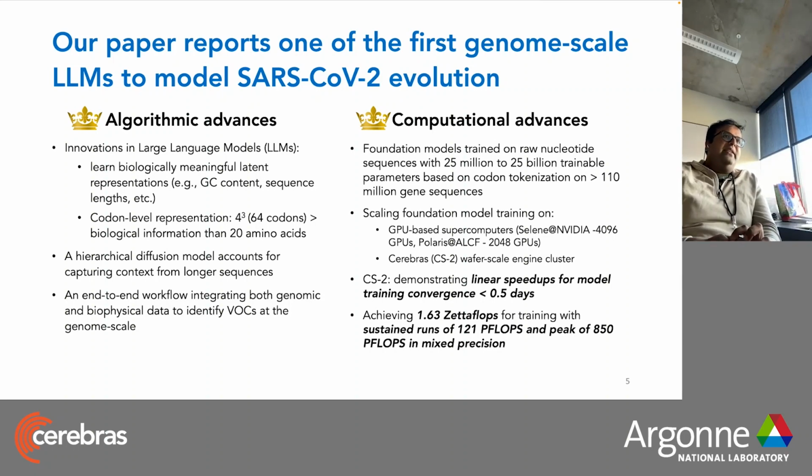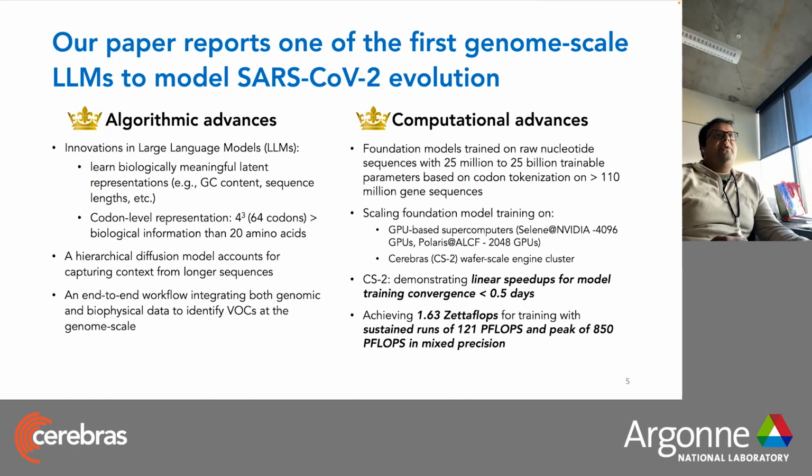And when we start training these models, one of the quick things that we realized was that because there is not much diversity in the sequences of SARS-CoV-2, we needed to actually build what are called foundation models first. And these foundation models were trained on these raw nucleotide sequences from about 25 million to 25 billion trainable parameters, using more than 110 million gene sequences, which accounted for sufficient diversity in the data. So how do you do this?